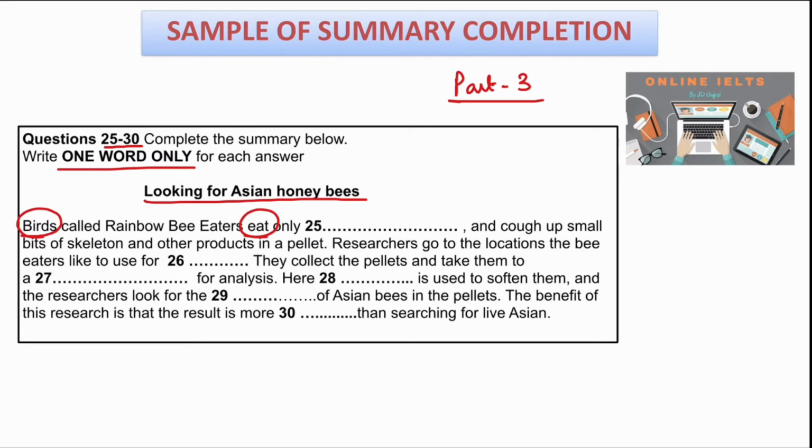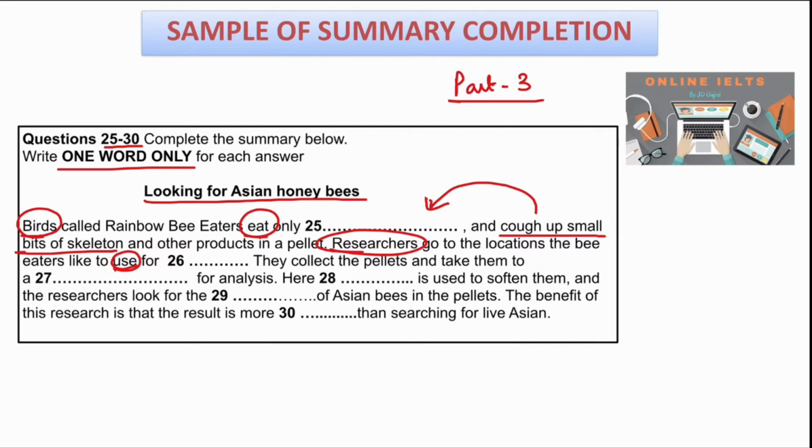Then comes the next keyword after the blank. So you can mark cough up small bits of skeleton. That means they are actually focusing on small bits of skeletons of that particular thing which you will mark for question number 25. Then in the next sentence for question number 26, it is written, researchers go to the locations the bee eaters like to use for dash. So here the keywords are researchers go to the locations, meaning they are going to that particular site. What the bee eaters use for dash. So you have to write that particular thing where bee eaters use that place for something.